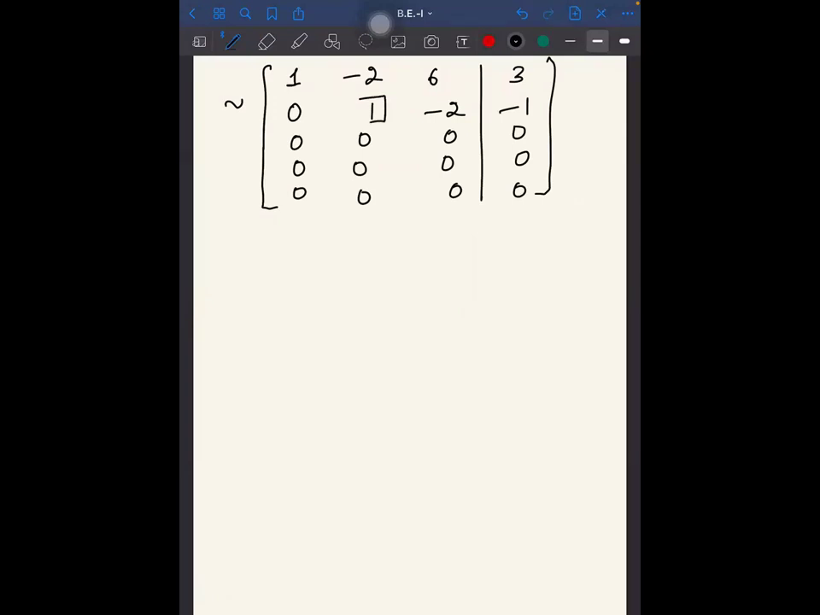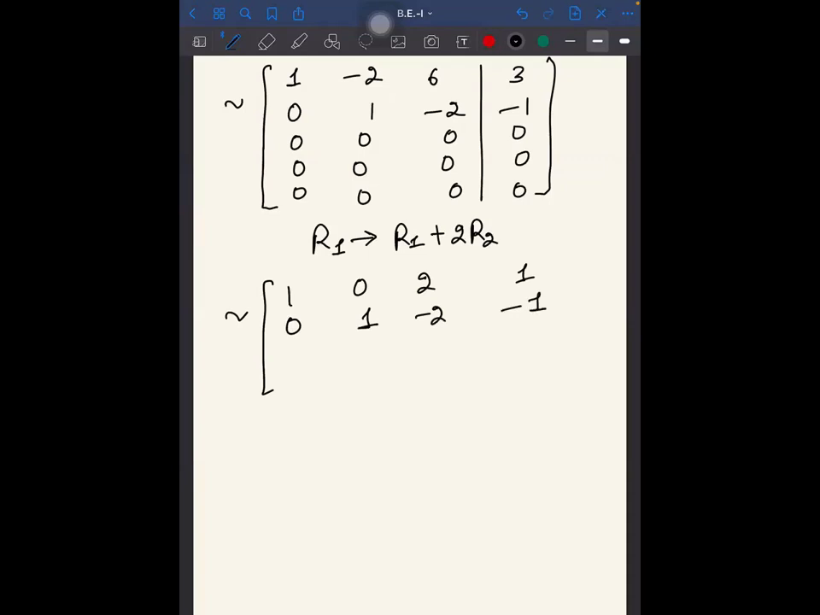Multiply this entry by 2 and add it to R2, R1. So operate on R1 plus 2 times R2. So this will be like 1, 0, and you multiply minus 4, add it to this, 2, multiply by 2, add it to this, will become 1. So 0, 1, minus 2, minus 1. So here we are.